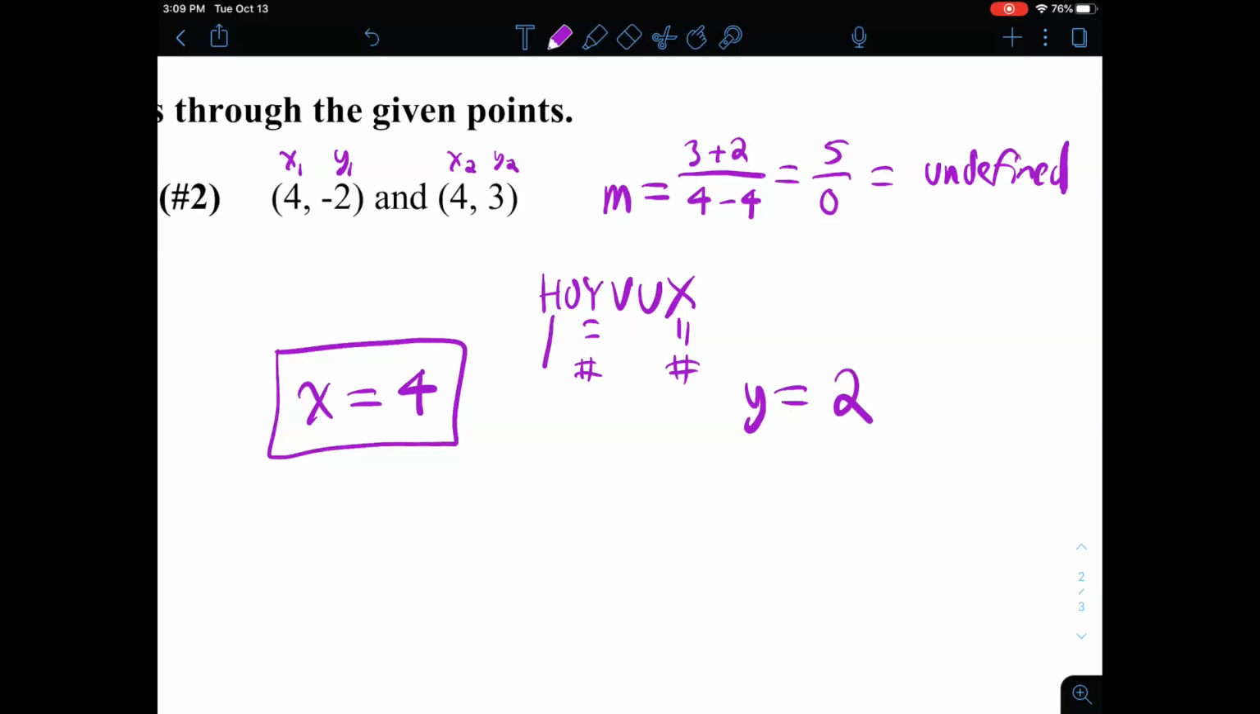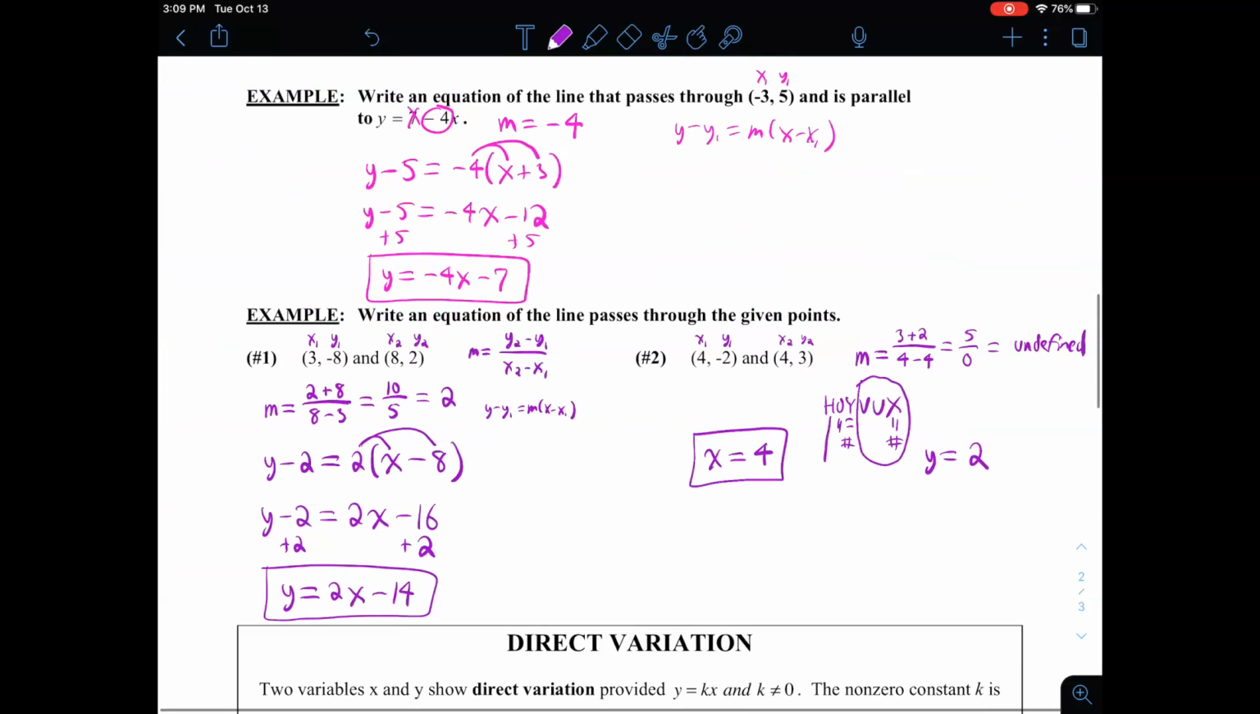Okay? So horizontal line, 0 equals the slope, right? And then vertical line, undefined equals the slope. So we have an undefined slope here, so we're going to have x equals a number, and the number is going to be 4 because that's our x coordinate for this. So the equation of this line is going to be x equals 4. Kind of tricky. Hopefully you got that.